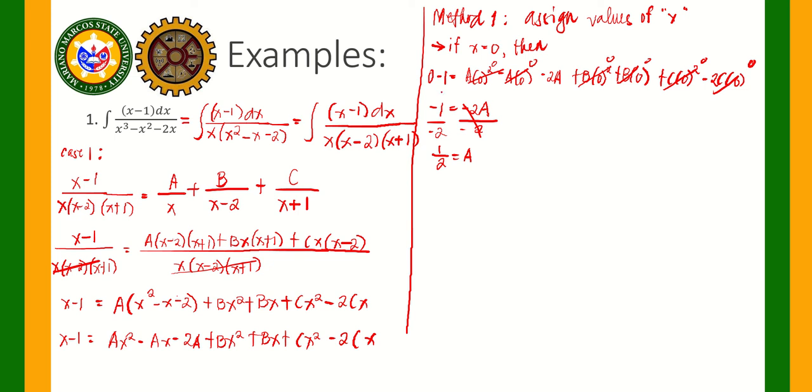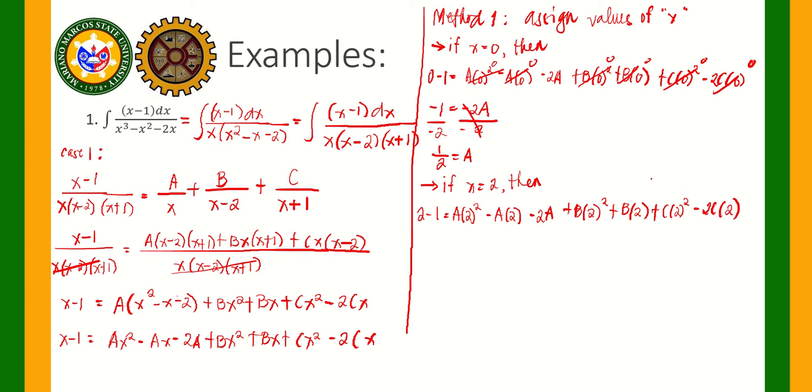And then, next naman, okay, so method 1 pa rin tayo. If x is equal to 2, then, okay, so lahat ng x dito, substitutan natin ng 2. So, this will be equal to 2 minus 1 equal to a times 2 squared minus a times 2 minus 2a plus b times 2 squared plus b times 2 and then plus c times 2 squared minus 2c times 2. Okay?